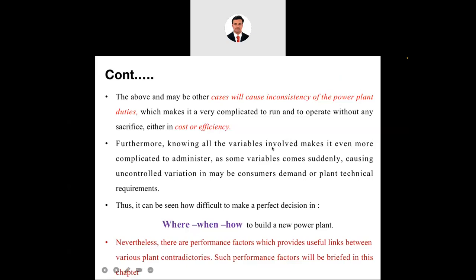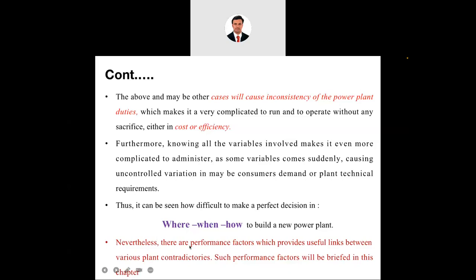Furthermore, knowing all the variables involved makes it complicated for the administration to achieve those objectives, and some problems come suddenly, causing uncontrollable variation in consumer demands and also in the plant's technical requirements. So there are many challenges whenever we run a power plant. They may be economical, technical, or related to the consumer. So it is very difficult to take a perfect decision which will achieve all of the objectives. When, how, and where to build a new power plant are the main questions we have.